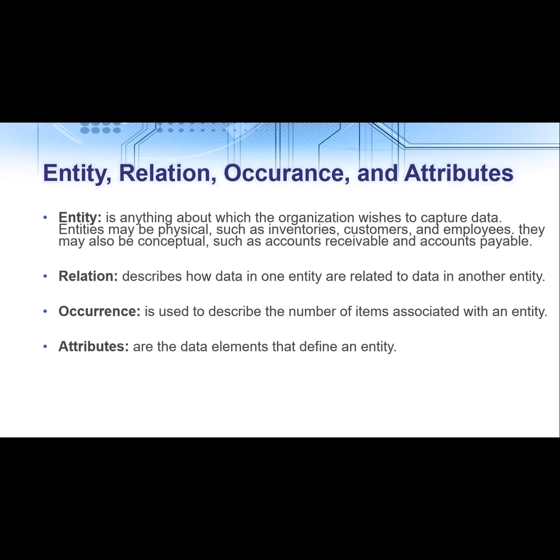A relation describes how data in one entity are related to data in another entity. Occurrence is used to describe the number of items associated with an entity. Attributes are the data elements that define the entity.